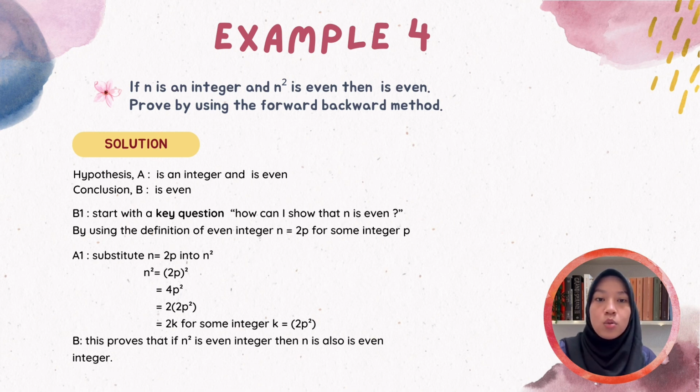After we get n equal to 2p, now we can construct our next statement, which is A1. For A1, we use the information from the hypothesis A to substitute n equal to 2p into n squared, and we get 4p squared. But 4p squared does not show that it is an even integer. So what we need to do is factorize it, and we get 2 times 2p squared. Then we get our definition of an even integer, n equal to 2k for some integer k equal to 2p squared. Thus, this proves the conclusion that n is even. So this is our solution if we use the backward method.